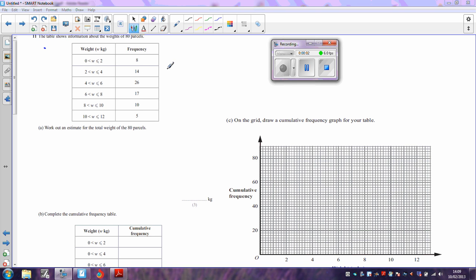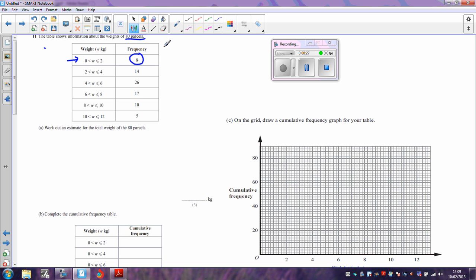Okay, for this question, it helps to understand what it is that the table is actually showing us. We've got 80 parcels, and we're told that we have 8 parcels which have a weight between 0 and 2 kilograms. And what we do in each case, for each of these groups, is we assume that the parcels are evenly distributed, if you like, across that weight range. So those 8 parcels are somewhere between 0 and 2.